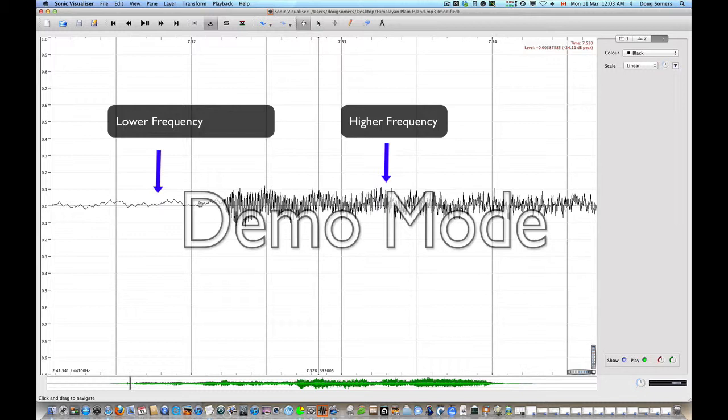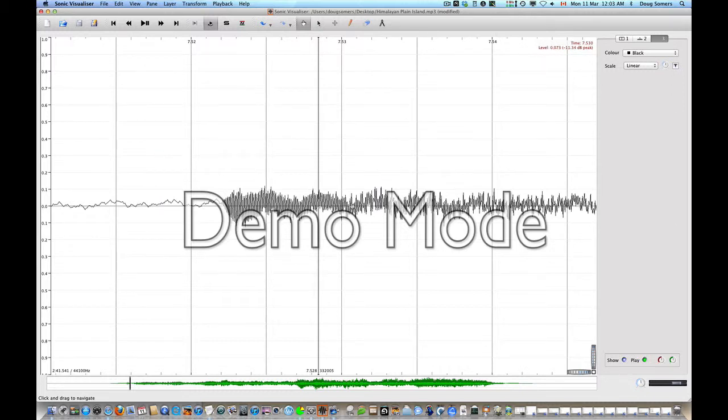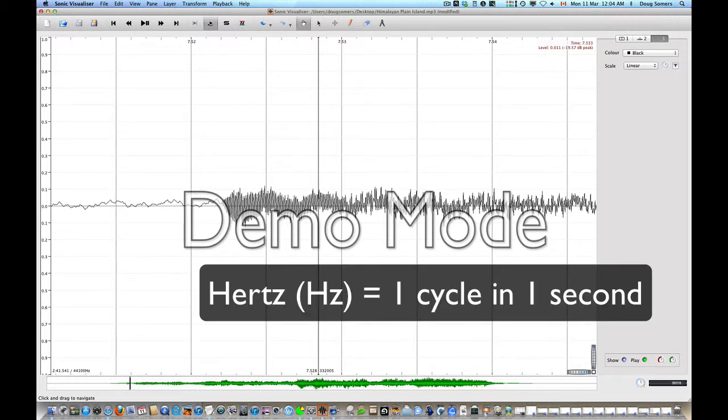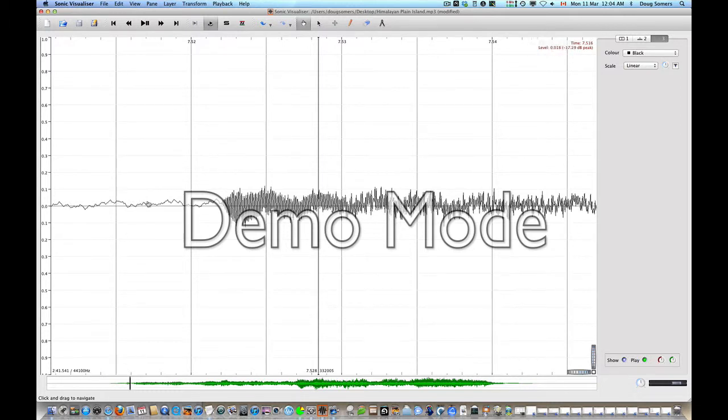Frequency is measured in hertz, which is the number of times that the sound will go from compression to rarefaction, or the voltage will go from positive to negative in a unit of time, being a second. So 1 hertz would be 1 time a second. 500 hertz would be 500 times a second. So you'll see that here the frequencies here are lower than over here.